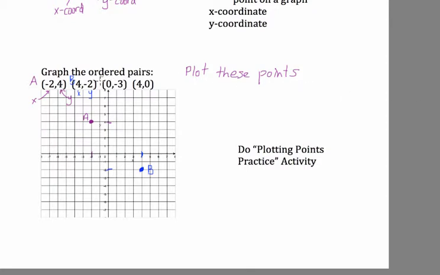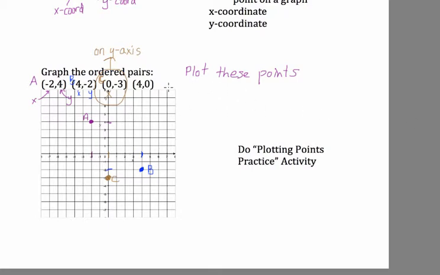Let's label our third point, point C. So we have an x location of 0 and a y location of -3, which brings us right here. That's point C. Notice that when the x-coordinate is 0, we're actually on the y-axis. I sometimes have students memorize that for a test, because that's one that a lot of people will get wrong. Sometimes they'll put the point over here, which it isn't.